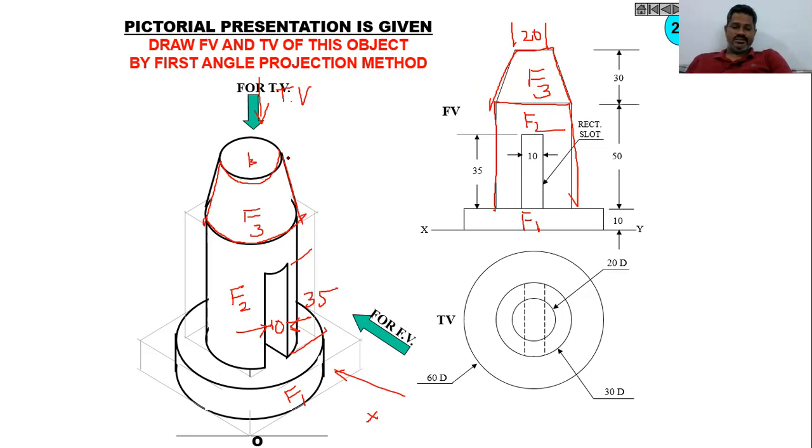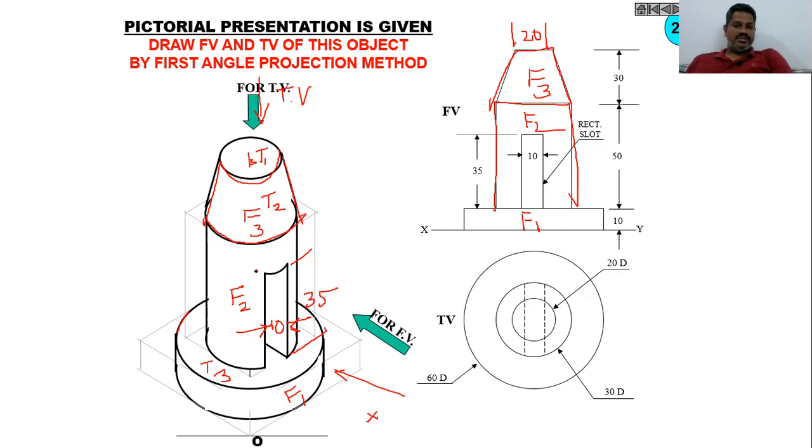Then when you see this component from the top, we will get this T1 surface. Then we have T2. These two surfaces look like concentric circles. Then we have another circle, that is T3. Totally we will get three concentric circles with three diameters. Then we will get one slot. This slot we cannot see from the top, only from the front.